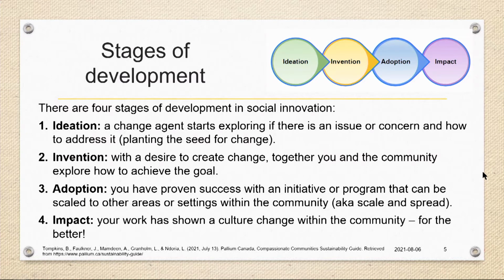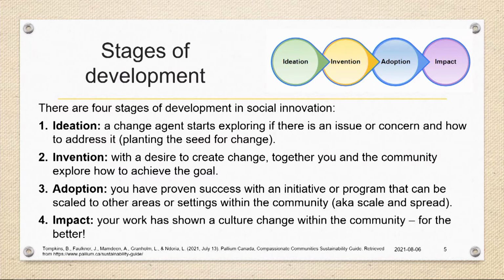So the stages of development. There are 4 stages of development that it's important for you to understand within social innovation. That's how your initiative will evolve over time. There's ideation, which is basically the change agent going out there, exploring, talking about the idea, seeing, is there an issue? Is there a concern? And how do we address it, right? If anybody's ever seen me speak, they'll hear me say, this is where you're going out and you're planting the seed. Then there's invention. That's where, okay, you have community buy-in. They're interested in moving forward. And now is when the work begins, so that you're co-creating with the community to see, okay, how are we going to achieve the goal that we want to achieve, right? So what actions are we going to put in place?